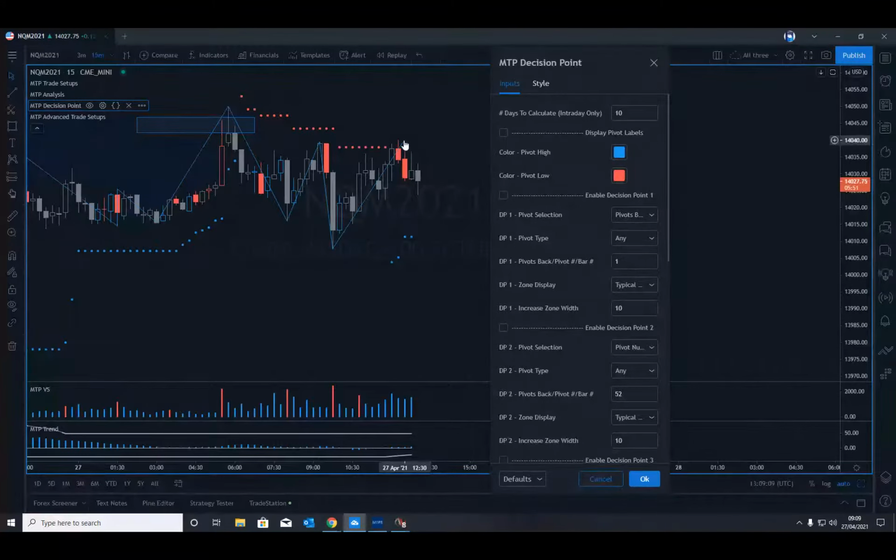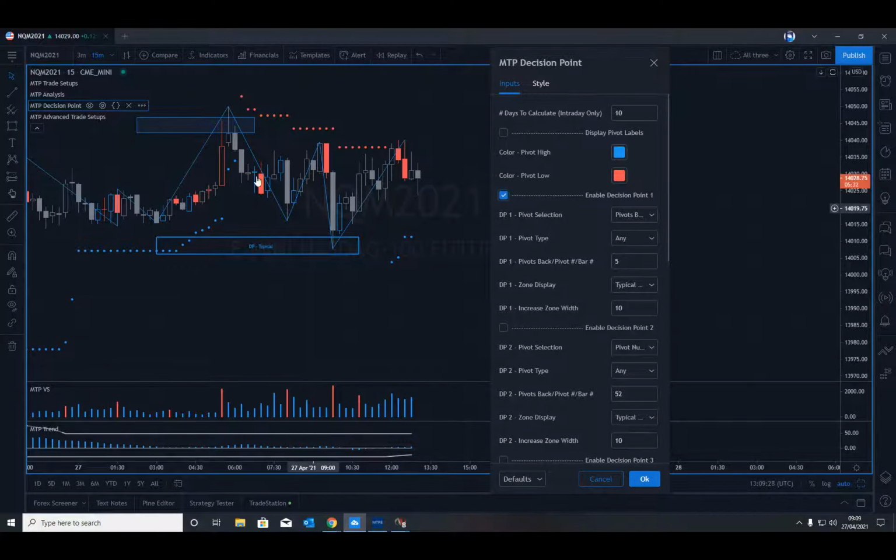So if this is the last pivot, that's 1 pivot back, 2 pivots back, 3 pivots back, 4 pivots back, actually 5 pivots back. So 5 pivots back, click enable, and that then projects the DP on the chart. Now remember, that would have been on the chart in advance before the market gets there.